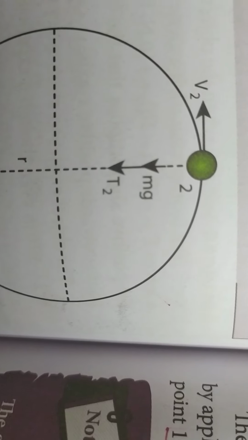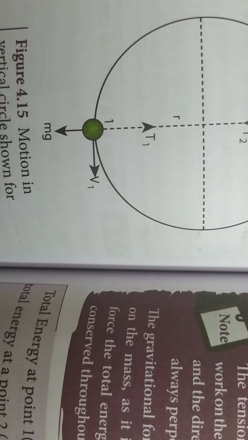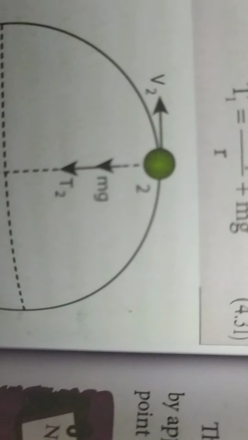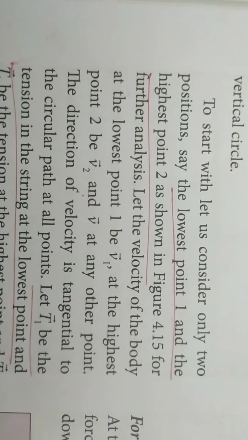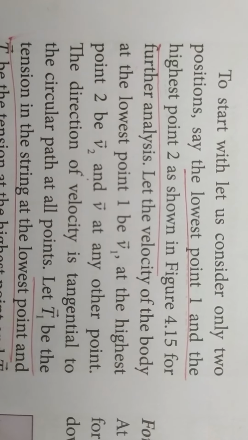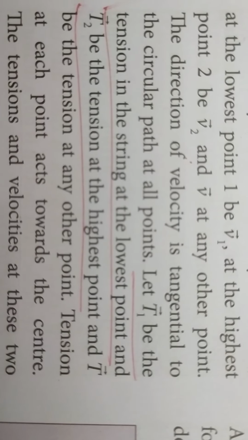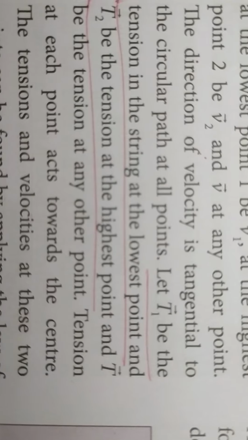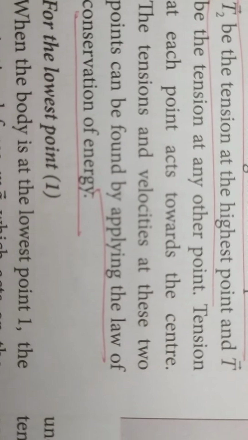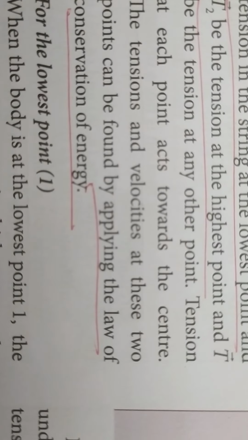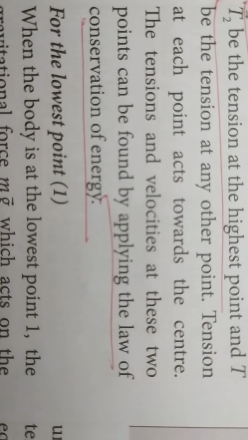So this is the difference between the lowest point and the highest point, and here the velocity is given by the tangent v1, and here the velocity is given by the tangent v2. Here we are considering the lowest point 1 and the highest point 2, and T1 is the tension in the string at the lowest point, and T2 is the tension at the highest point. We are applying the law of conservation of energy: whether it is at the lowest point or at the highest point, the total energy will remain constant.